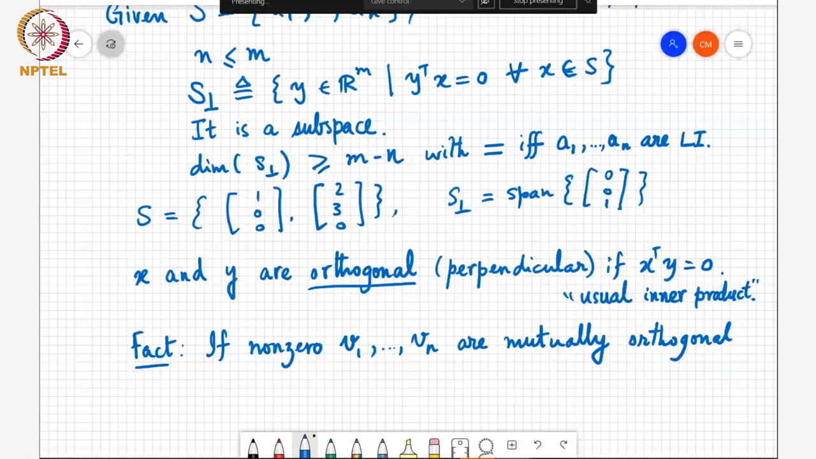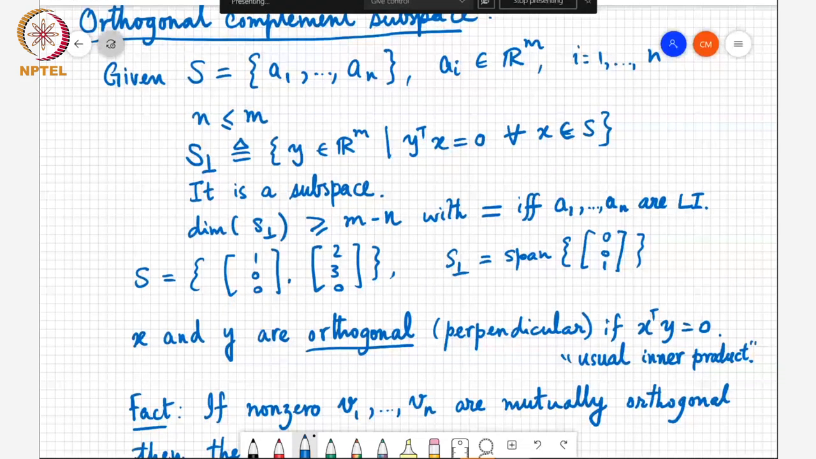Why do we require n to be less than or equal to m in the first line that's visible? No, it's not required. I just said that for convenience here. It is actually not required to define S perp. Okay, thanks. The reason I said that is just because it's easier to imagine an orthogonal complement subspace when each of these vectors are higher dimensional than the number of vectors you are beginning with. Clearly, if you have n vectors and n is less than or equal to m, these vectors together cannot span R to the m.